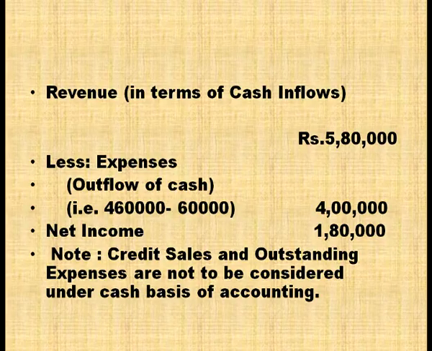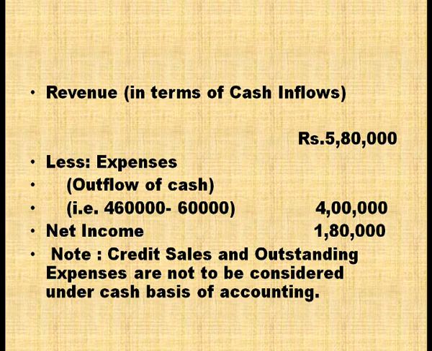Revenue, whatever cash is flowing inside, is 5,80,000. Expenses will be deducted from the revenue. 4,60,000 expenses are there, but we have not paid 60,000. So what we have paid is only 4 lakh. So expenses came to 4 lakh.